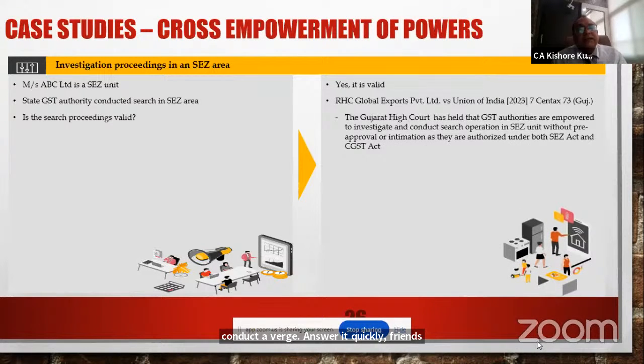Yes, friends, they can very well conduct the search. Recently, Gujarat High Court, in the case of RHC Global Export Private Limited, has clearly held that GST authorities are empowered to investigate and conduct search operation in the SEZ unit without taking any prior approval or even without intimating the SEZ authorities.